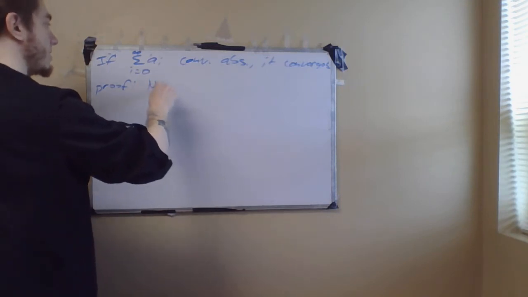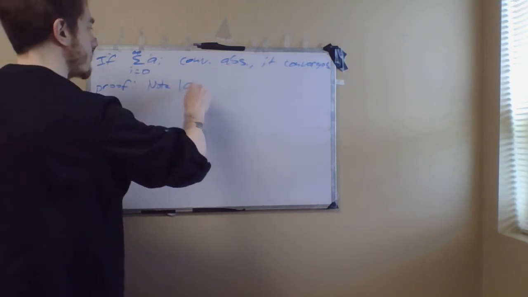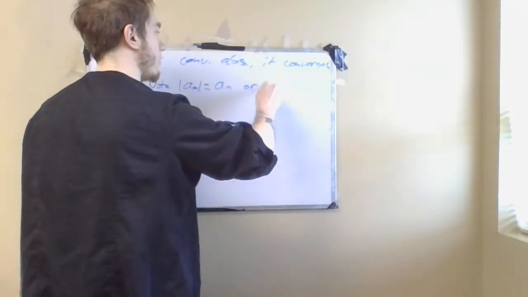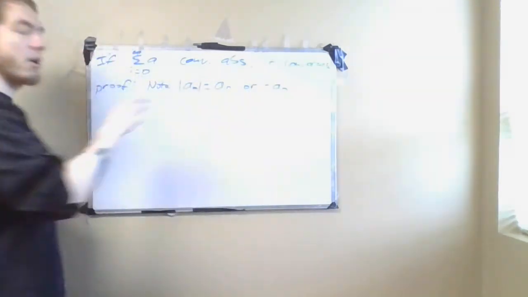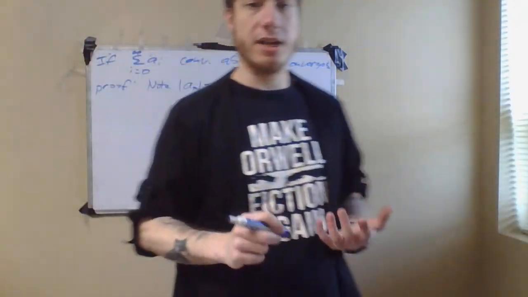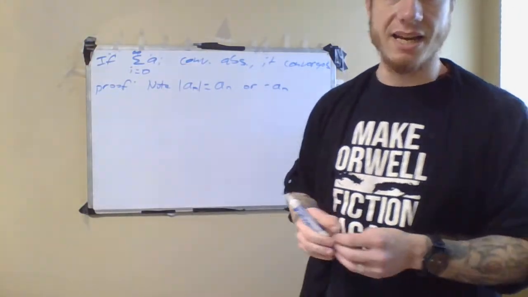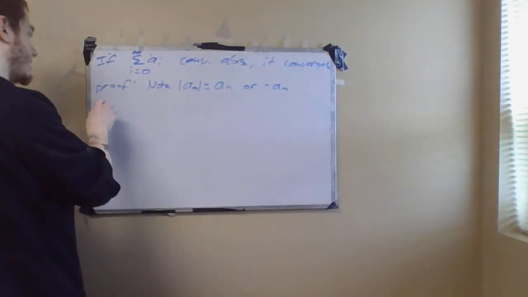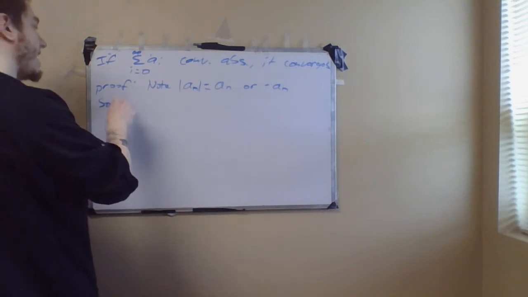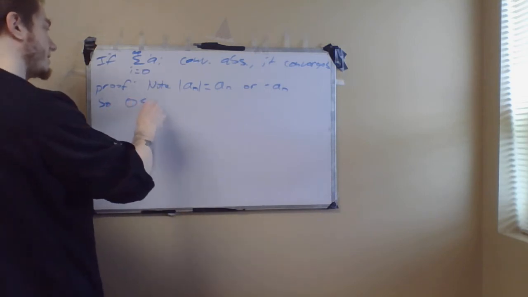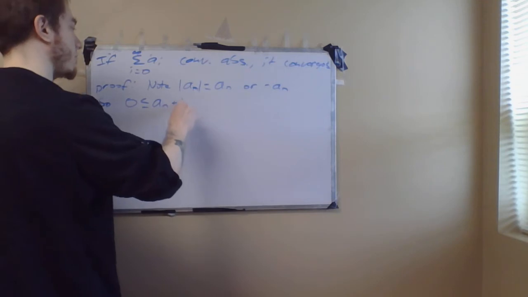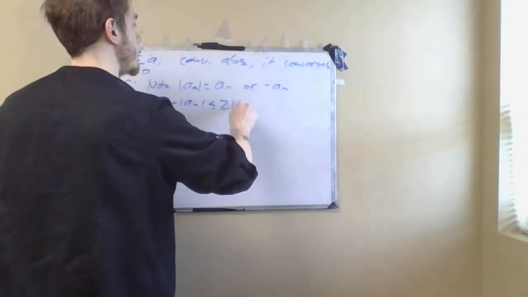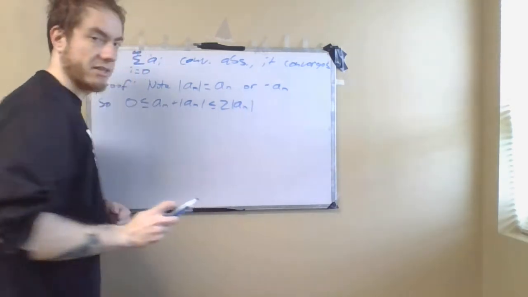So notice that the absolute value of a sub n is equal to either a sub n or minus a sub n, depending upon whether we're talking about something that is positive or negative. And so what we can say is that 0 is less than or equal to a sub n plus absolute value a sub n, which is less than or equal to 2 times the absolute value of a sub n.